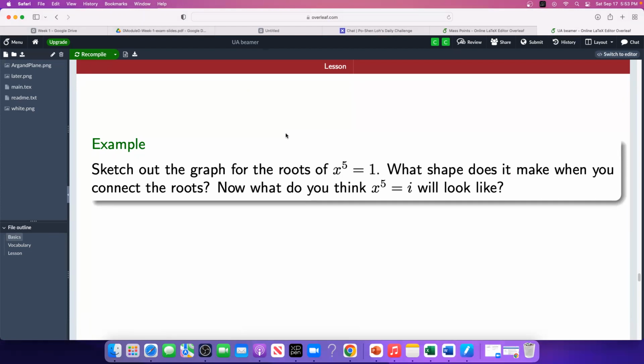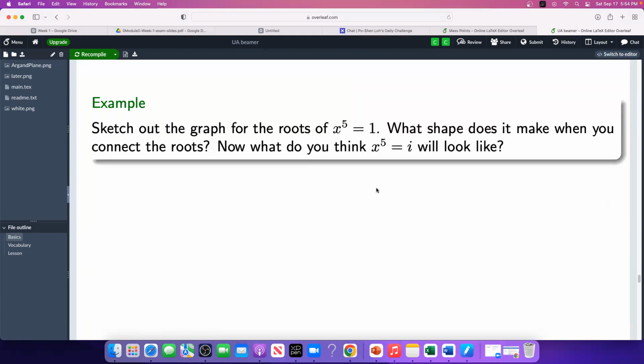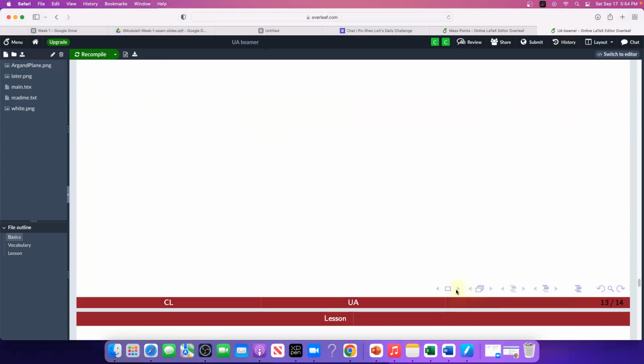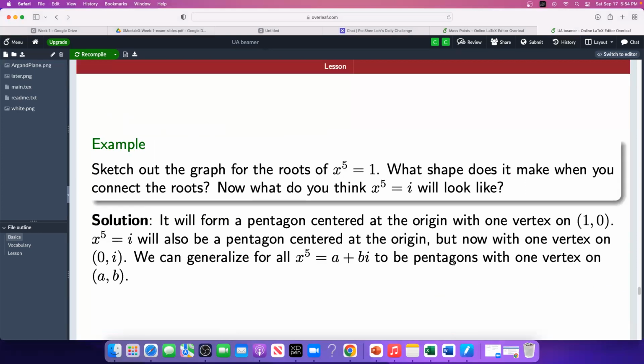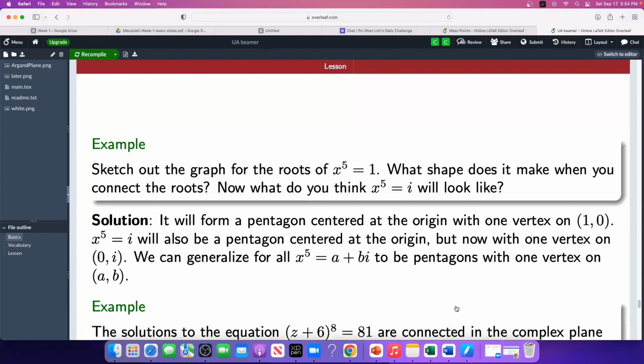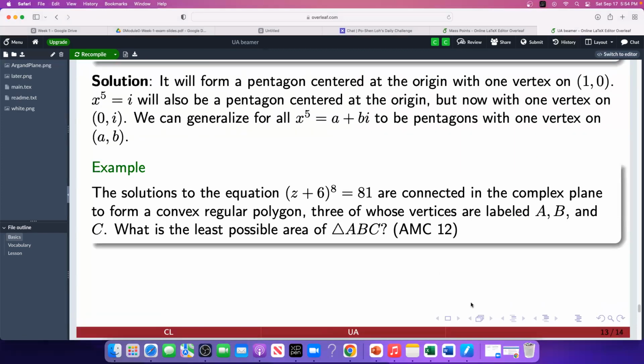So it actually creates a pentagon. X to the 5th creates a regular pentagon as well. So, and x to the 5th also creates a pentagon. Which leads me to the next example.